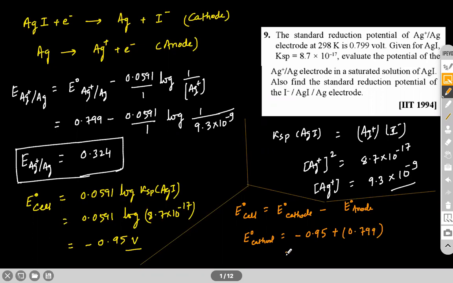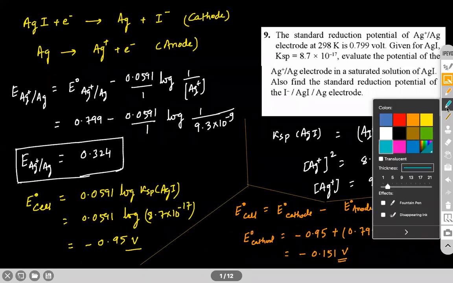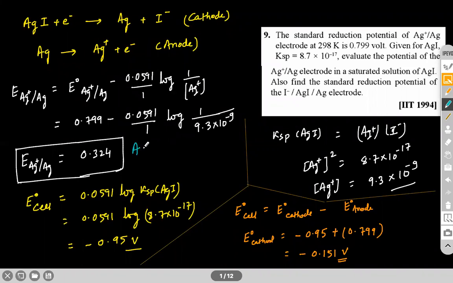So when you solve this, you'll get negative 0.151 volt. So this is the answer we have. So we have two answers. One is this and another one is this. Okay. Reduction potential E value is this. Standard reduction potential of E cathode is this, right?